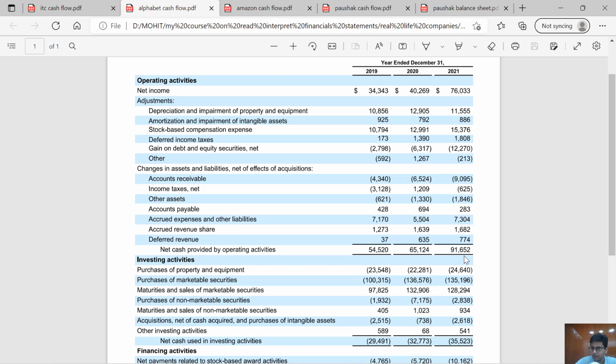And as we have seen in our Amazon example, the operating income or the net income was different, and the cash flow from operations is higher. It is almost higher by $15 billion. What is the reason for this? Well, the major reason for this is depreciation and stock-based expenses, which contribute to around $26 billion of expenses which are non-cash expenses.